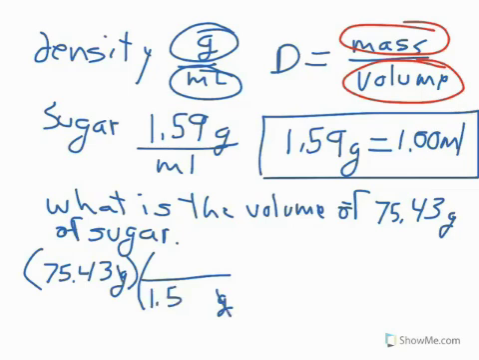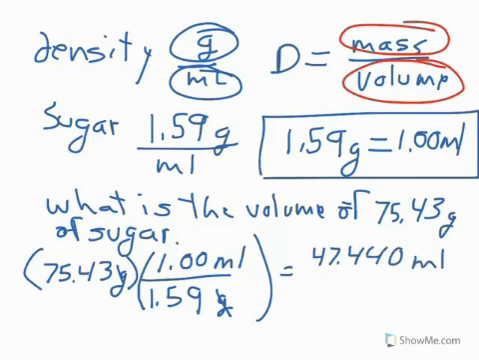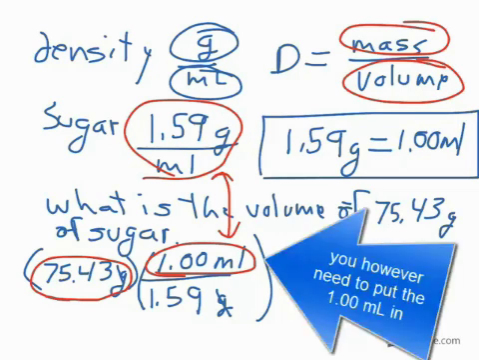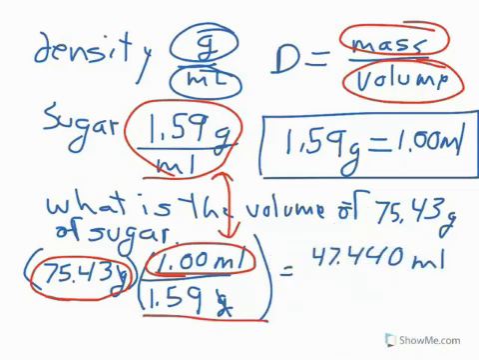So 1.59 grams per 1.00 milliliters. And we get 47.440 milliliters. Now, how many sig figs? The mass of the sugar is 75.43 grams, which has 4 sig figs. This conversion factor has 3 sig figs, because 1.59 grams equals 1.00 milliliters. We don't always put the 1.00; in fact, we don't even always put the 1. So we have 3 sig figs in this value, and we need 3 sig figs over here: 47.4 milliliters.